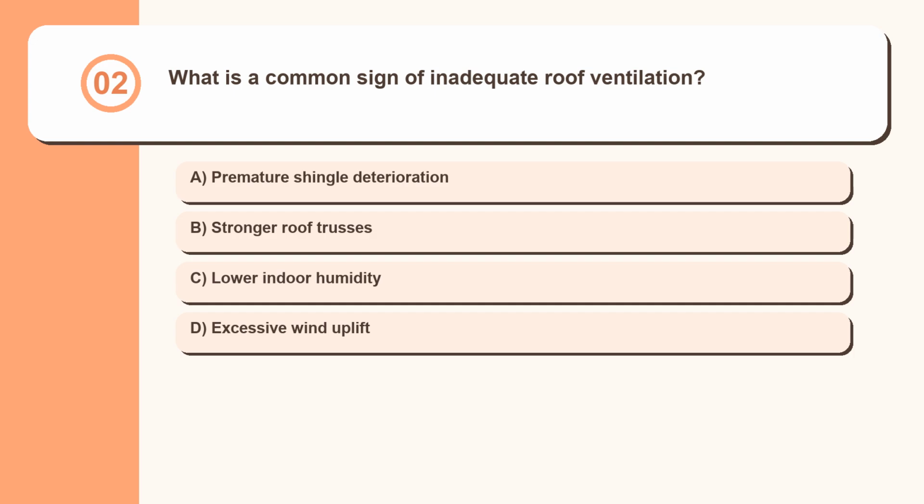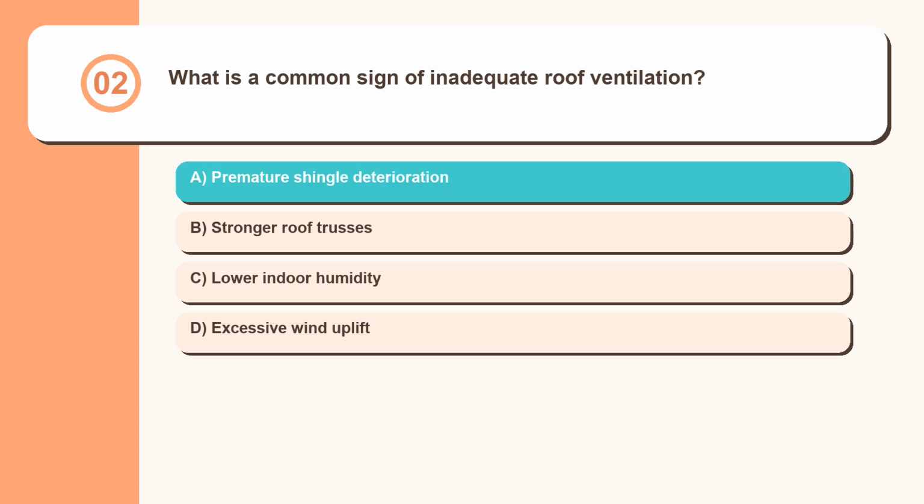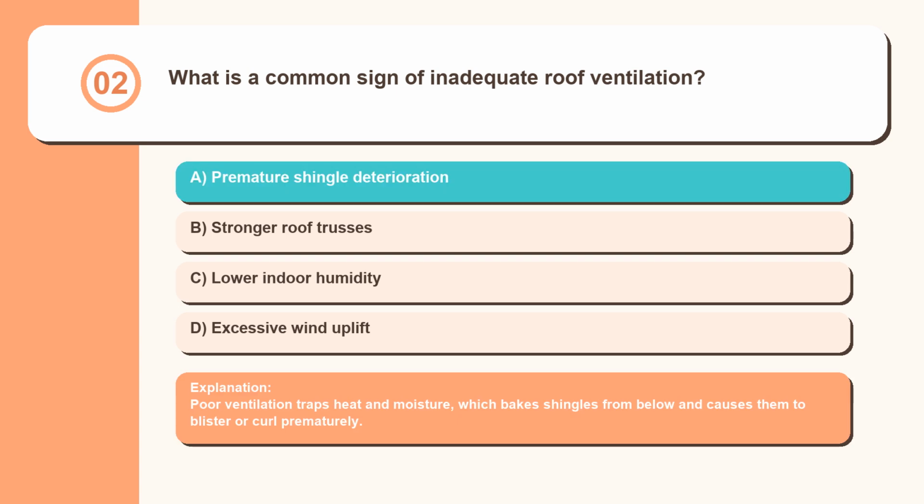Question 2. What is a common sign of inadequate roof ventilation? Premature shingle deterioration, stronger roof trusses, lower indoor humidity, excessive wind uplift. Poor ventilation traps heat and moisture, which bakes shingles from below and causes them to blister or curl prematurely.